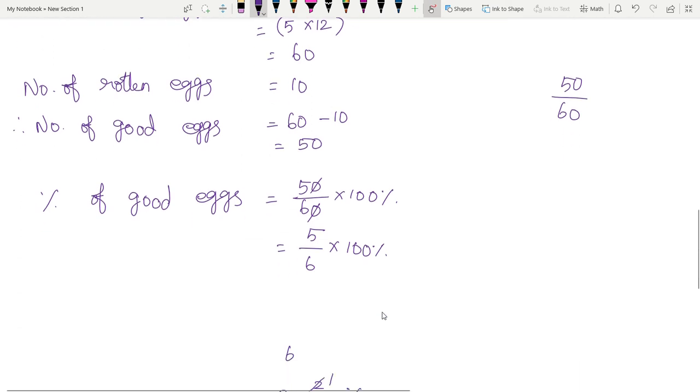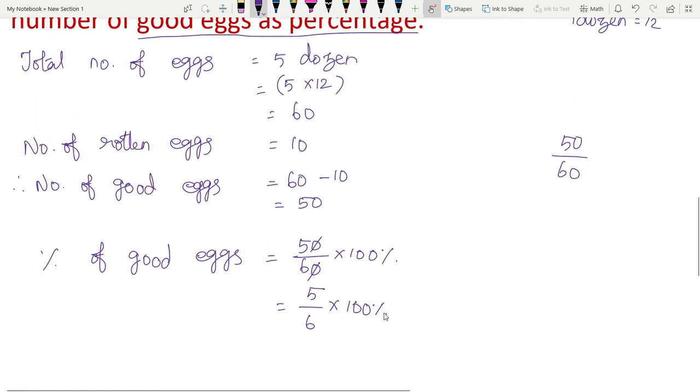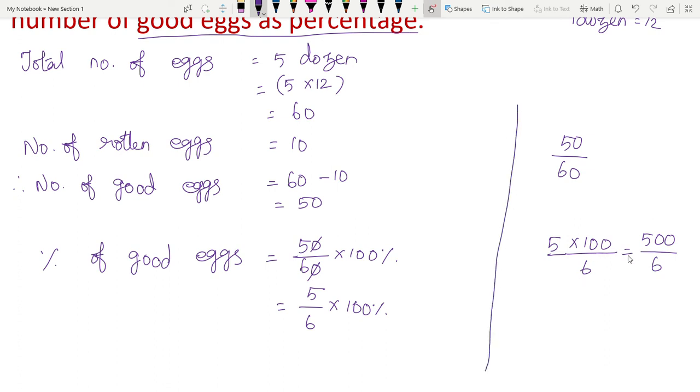What we have to do next? Here, we can take the number 5 into 100 divided by 6. Numerator, we have to multiply with 100 by denominator. So, we can get 500 divided by 6. Here we can use the rough column. We have to divide 500 by 6. We can use the long division method.